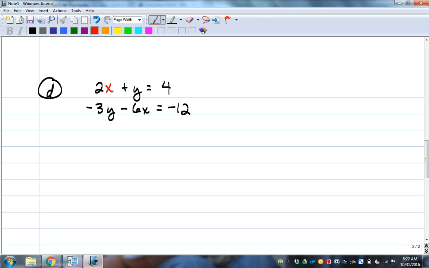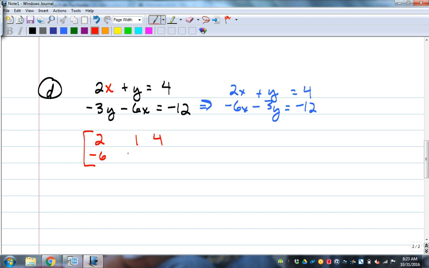So how do I rewrite? Let's just rewrite the second one, because we normally have x in the first column, y in the second column. So let's just rearrange the second one. Negative 6x minus 3y equals negative 12. And then we have 2x plus y equals 4. Now we have a matrix that we can use. 2, 1, 4, negative 6, negative 3, negative 12.